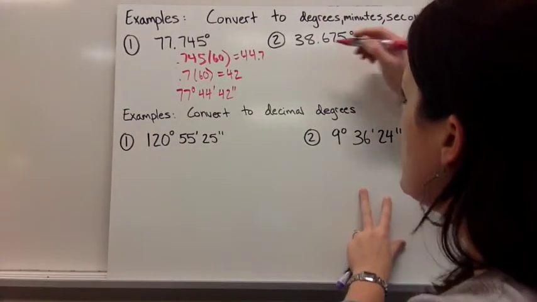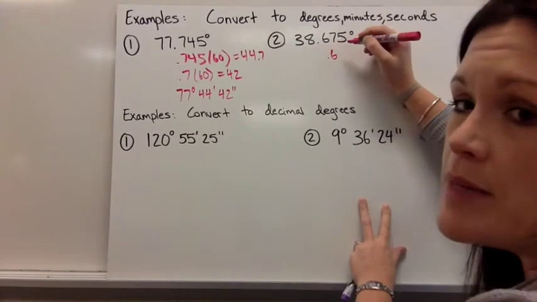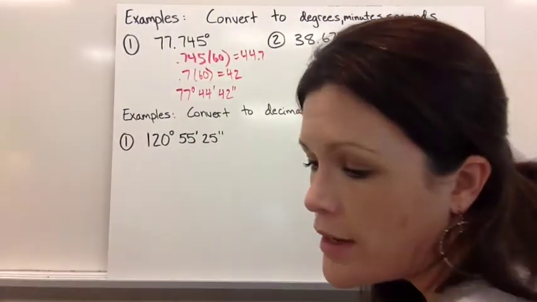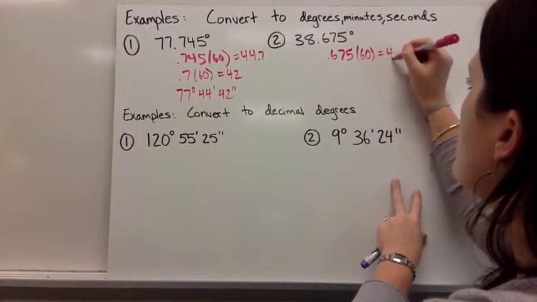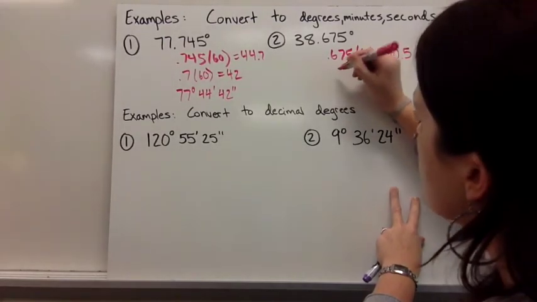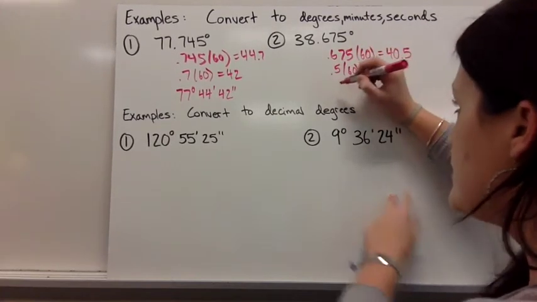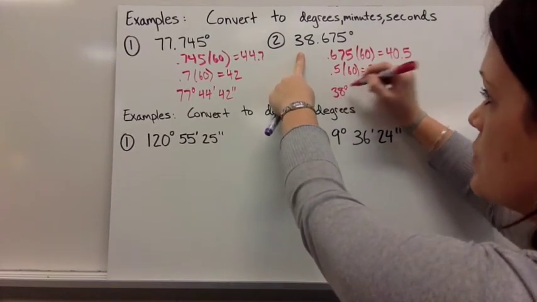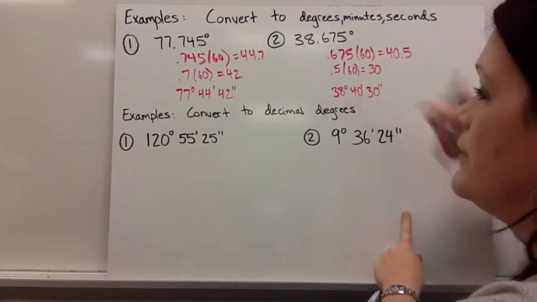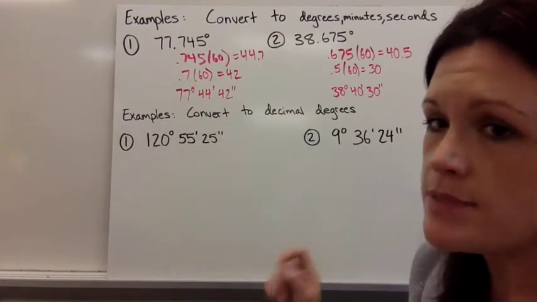Let's do another one. So 38.675 means I have 38 degrees, but then I need to figure out the minutes and the seconds. So 0.675 times 60, I calculated ahead of time, is 40.5. So I have 40 minutes, and then the 0.5 gives me my seconds. So 0.5 times 60 is 30. So I put it all together. I have 38 degrees, 40 minutes, and 30 seconds. So those are two examples of converting from a decimal degree measure to degrees, minutes, and seconds.